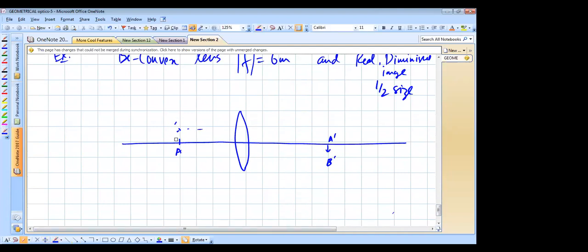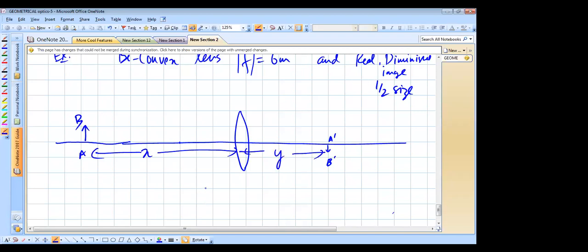Okay. So hopefully this diagram is wrong, because if the image is half the size, then the image distance also has to be half the object distance. Okay, so let's say the object is at distance x on this side, and the image is at distance y on the other side. So with sign convention, 1 by v minus 1 by u is equal to 1 by f.